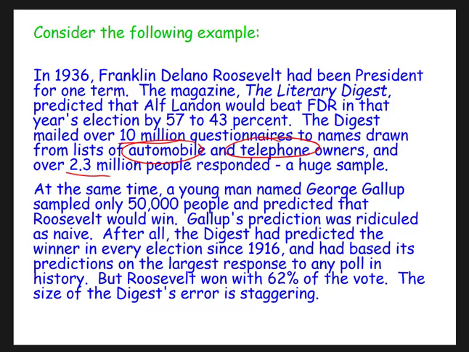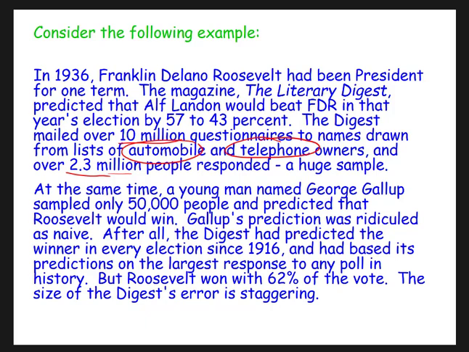Second, 10 million were sent out, only 2.3 million responded. That's less than 1/4 response rate. So it's a voluntary response survey. The people that are more likely to respond to a survey are the ones that are more likely to have strong feelings. So let's continue on here.